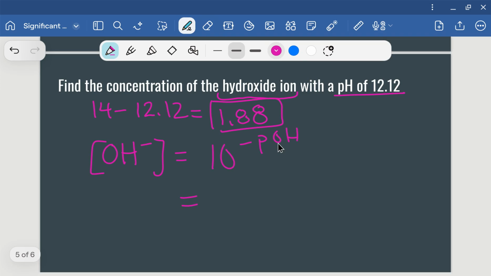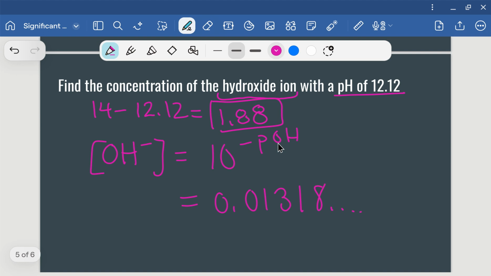So we'll do 10, raise it to the power of negative 1.88. And we're getting the concentration to equal 0.01318, and this number keeps going.